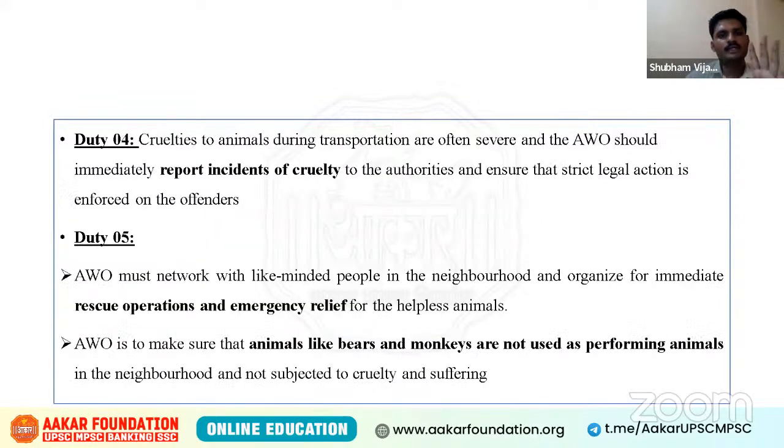Then duty four is report. He must report the incidents of cruelty. That could be of any type, he should report. Then duty number five is he must network with like-minded people in the neighborhood and organize immediate rescue operations or emergency relief. As well, an additional duty is that the animal welfare officer is to make sure that animals like bears and monkeys are not used as performing animals in his neighborhood, and they are not subjected to cruelty and suffering.